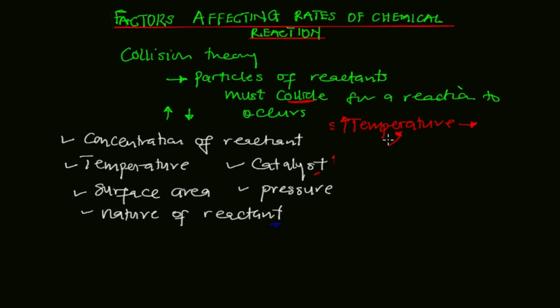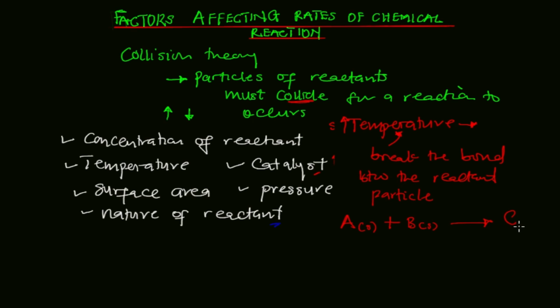With temperature, an increase in the temperature of a reactant will break the bonds between the reactant particles. Let's say you have reactants that are tightly bound together, A in solid state and B in solid state, and they give rise to, let me simply say, C, and let's hope C is in liquid state. In this case, you apply temperature.